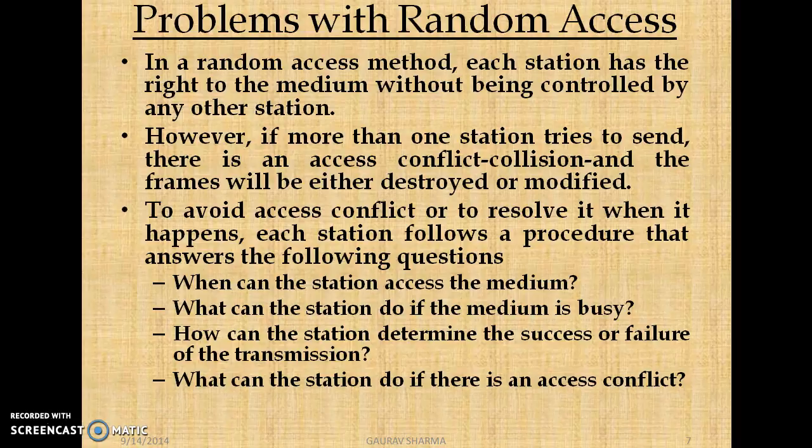So to avoid all of these conflicts, to resolve these problems, we have some questions in our mind. When can the station access the medium? What can the station do if the medium is busy? How can the station determine the success or failure of the transmission? And what can the station do if there is an access conflict?